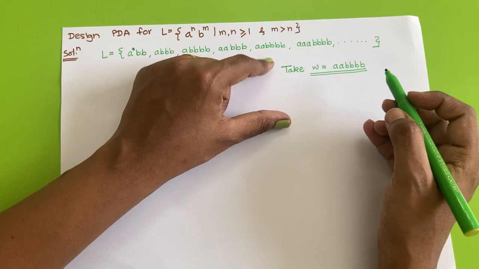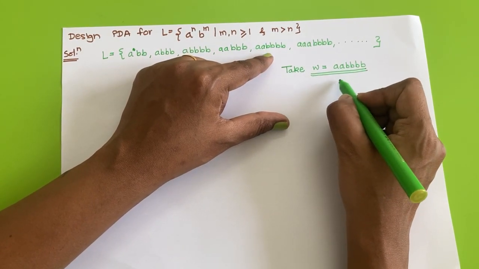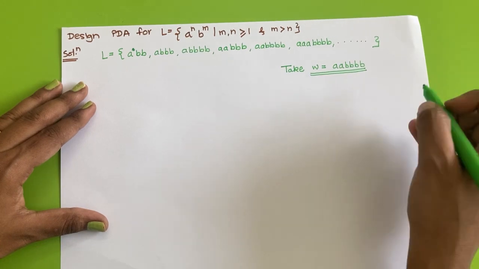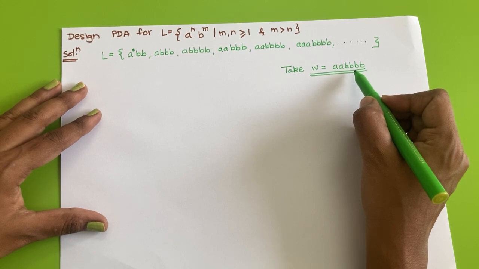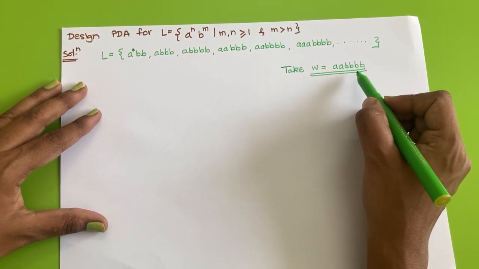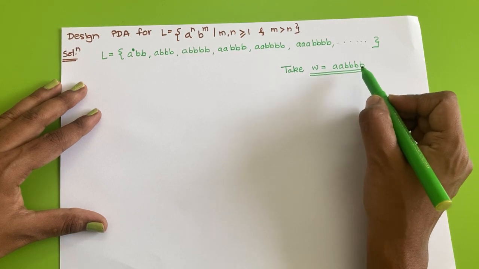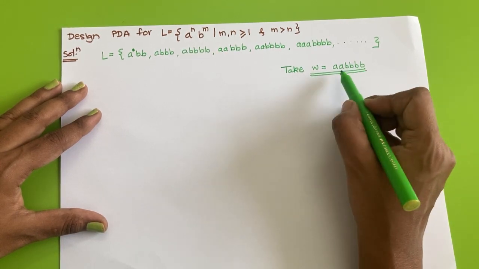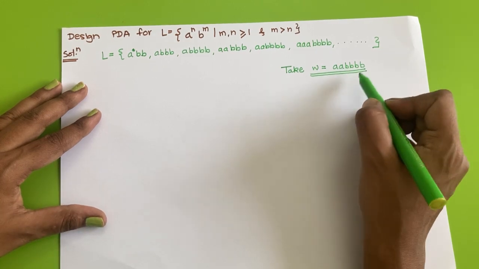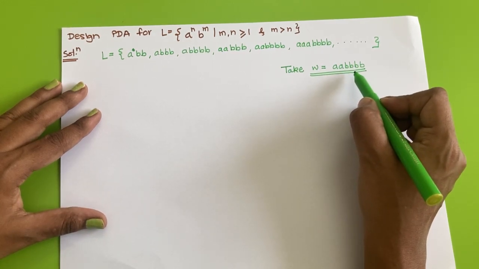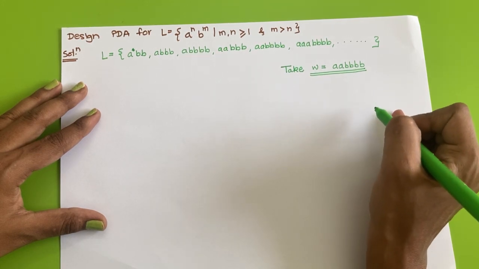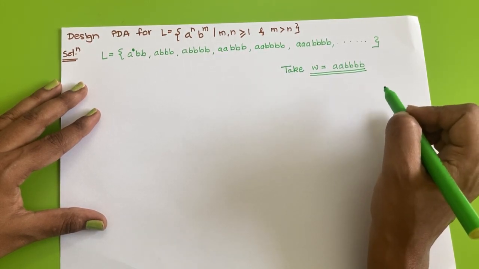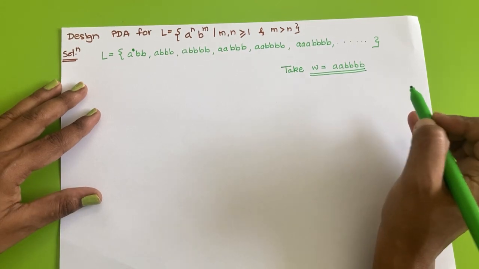So first, what will I do? I'll push all the A's onto the stack. First we will check whether the number of A's equals the number of B's, and if they are equal, then we should have at least one extra B in the given string than the number of A's. Whenever we pop all the A's, there should be an extra B remaining on the input tape. For that B we should not have an A to pop. There should be at least one B like this.